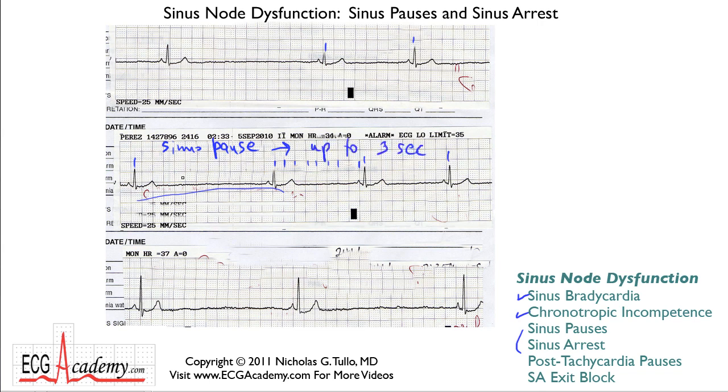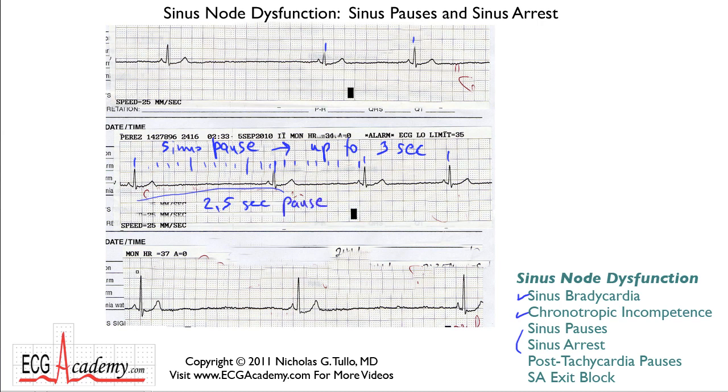And if you count this up, it's 2, 4, 6, 8. That's 1 second, 2, 4, 6, 8. That's 2 seconds, 2, 4, and another half. So it's about 2.5. So people will label this as a 2.5 second sinus pause, and that's fine.